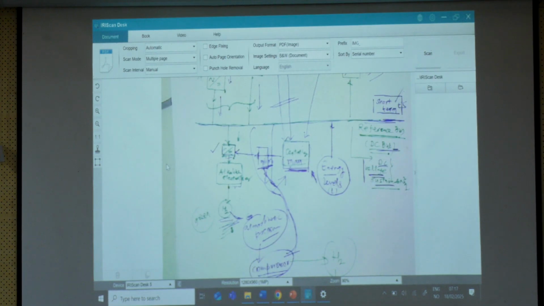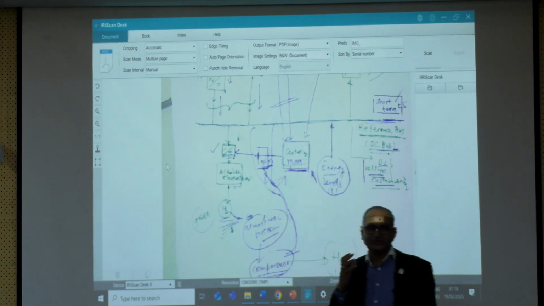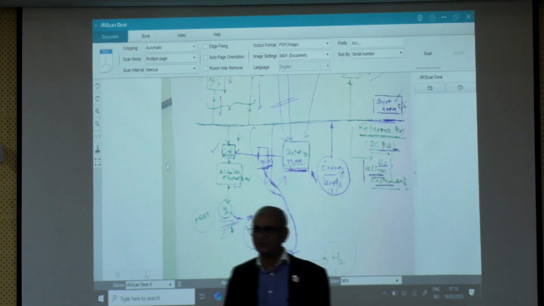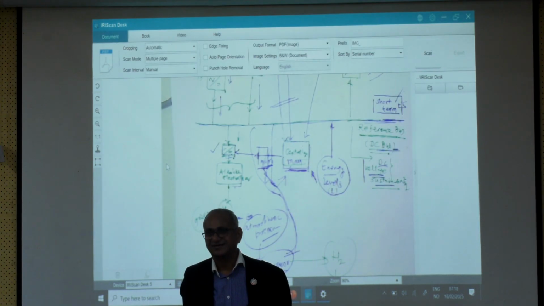Is it okay? Now, here we are just focusing on green hydrogen production, and some of you may be aware that hydrogen is highly flammable also. Okay? Hydrogen is highly flammable. So, safety is again very important.